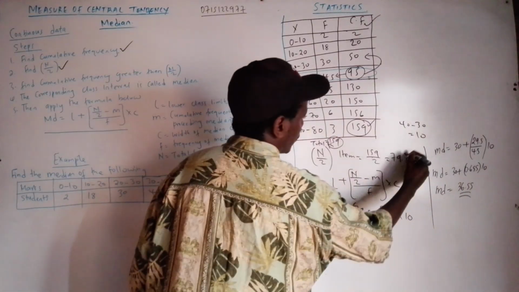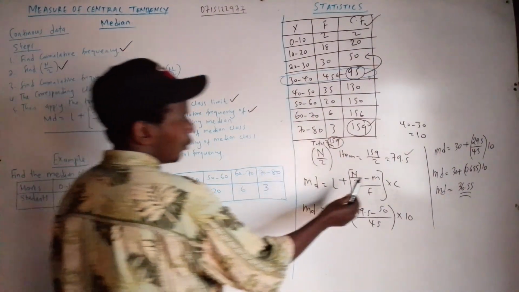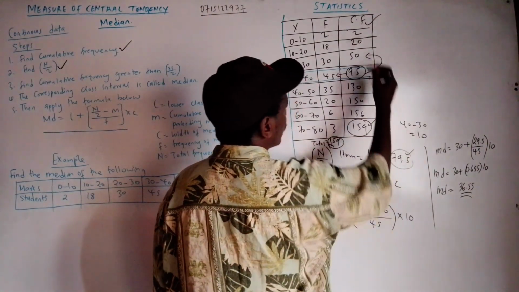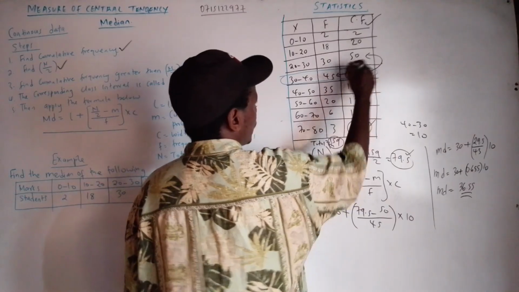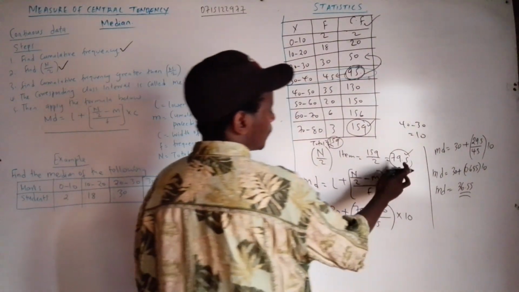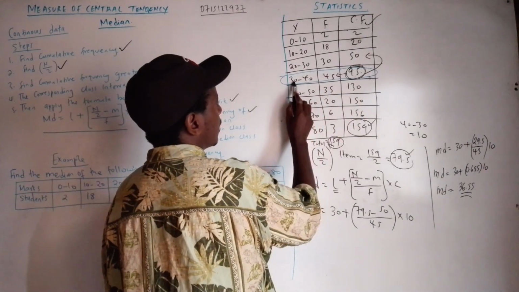Then I'll use the formula. You locate where the 79.5 lies. It lies between 50 and 95, so you pick the upper one, which is 95. Then you locate the lower limit for this class. It is either 30 or 40. 40 is the upper limit, and 30 is the lower limit.